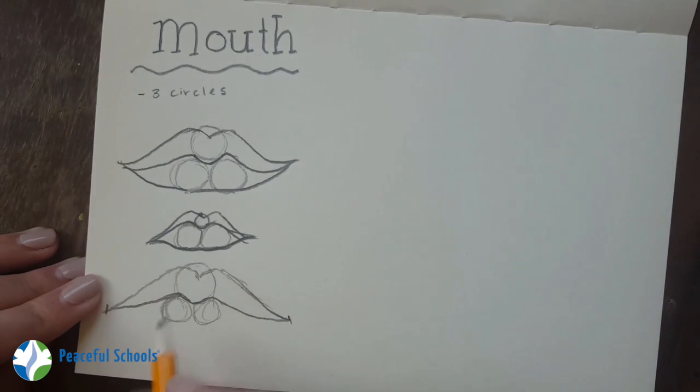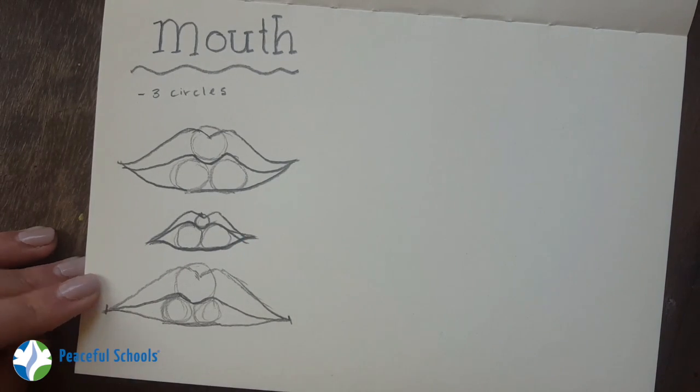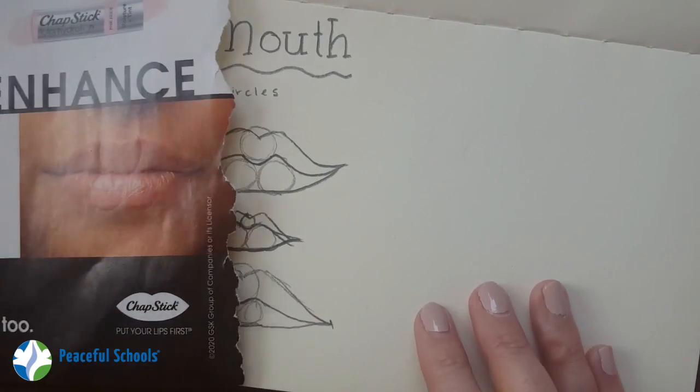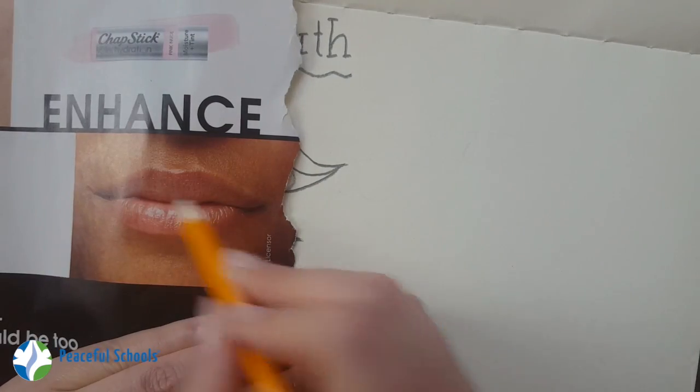Same as with the nose, once you get the hang of these shapes, you can skip using the circles. I'm going to draw the mouth from this chapstick ad and start again with the line in between the lips.